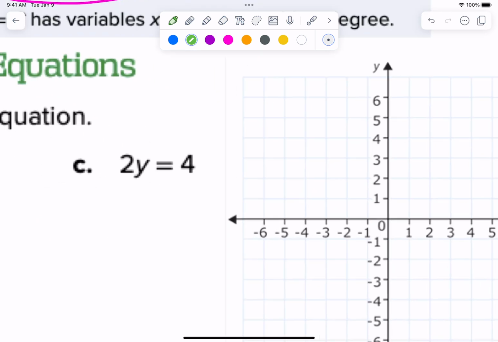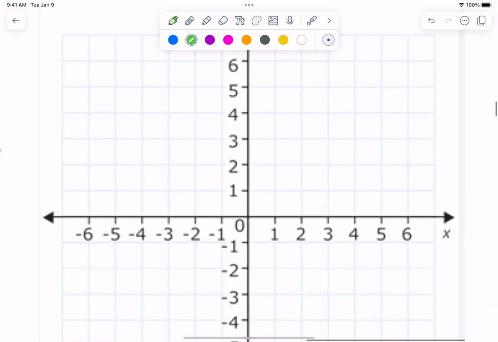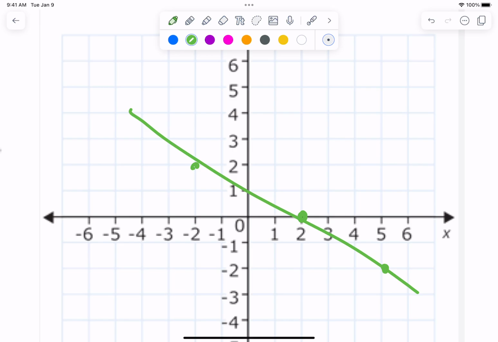We're going to start at 2 on the... My algebra kids love to do this. They start at 2 and then they go down 2 over 3, and this is what it looks like. And I'm like, no, you started on the wrong 2. 2 is the y-intercept, on the y.